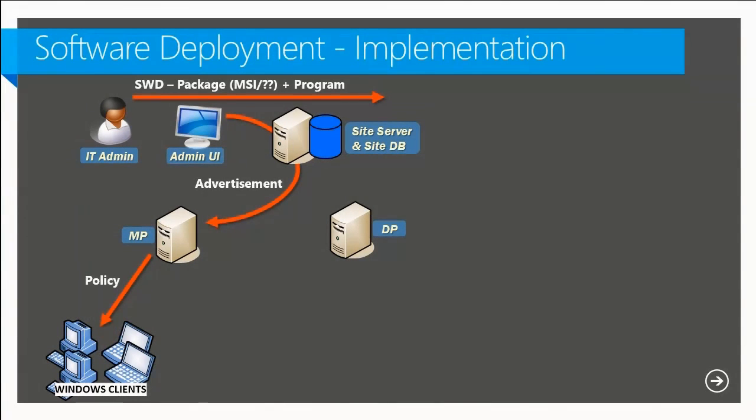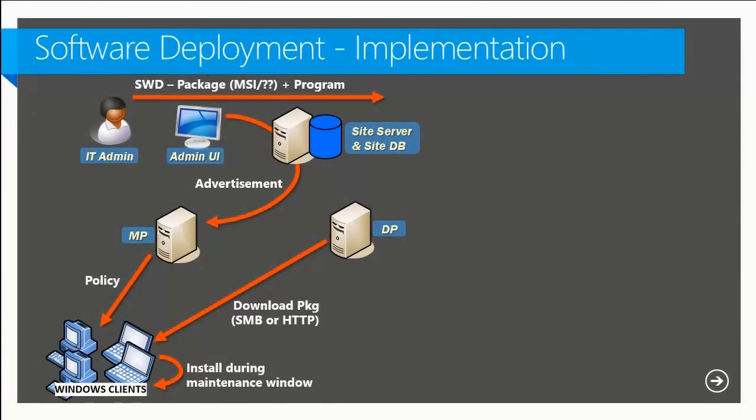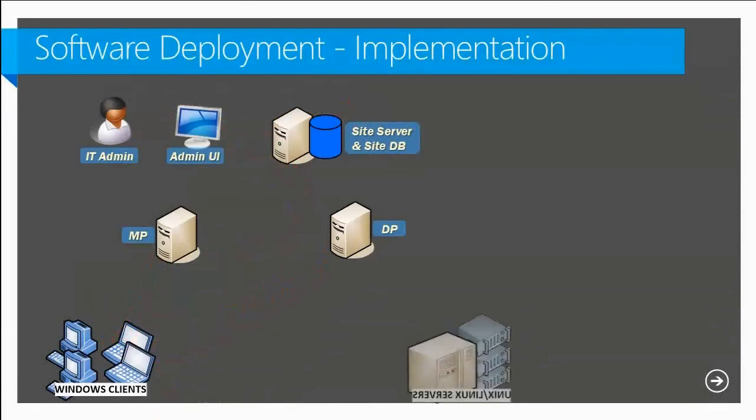Periodically, the client on Windows will wake up, download the policy, figure out what needs to happen, go to the distribution point, download the package, and during the maintenance window, run the installation and report status back. Okay, so this is standard. It's been around for some time. This is how Windows works. What we're saying is we're bringing our Unix and Linux servers into this mix.